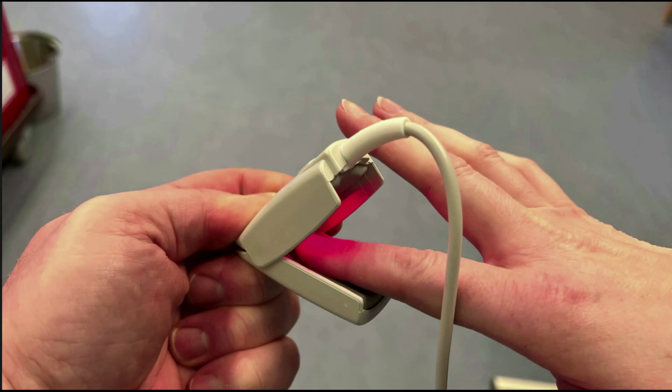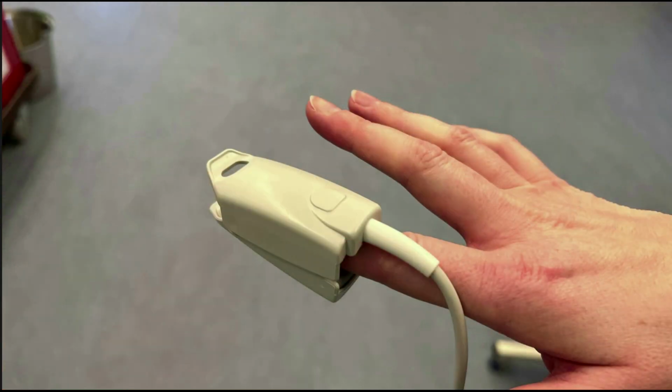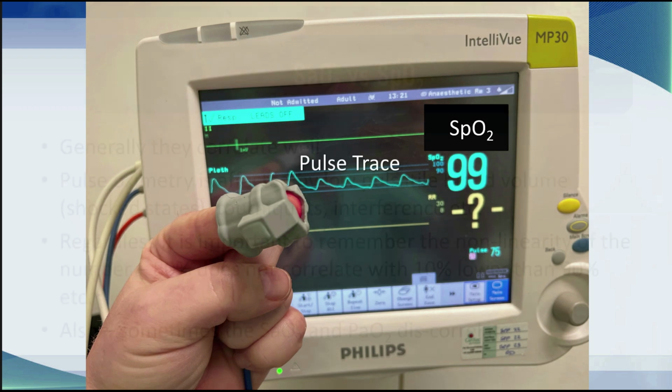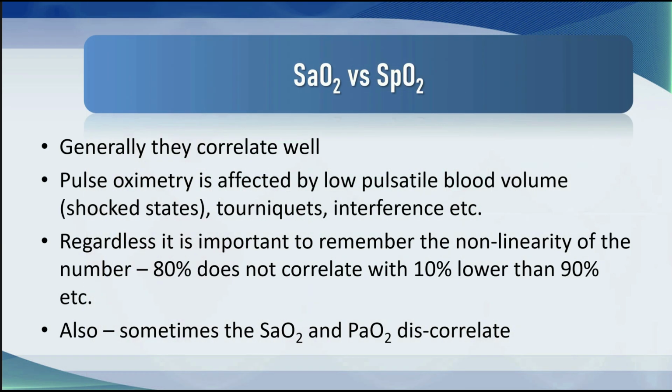Here's the finger going into the oximeter, and notice how bright that light is. And it's on, and now we have a pulse. And this is the characteristic pulse trace and saturation that you see. The pulse trace gives you information about heart rate, rhythm, and to an extent, cardiac output. Although they're measured in different ways, the SpO2 correlates pretty well with the SaO2 in the blood gas.